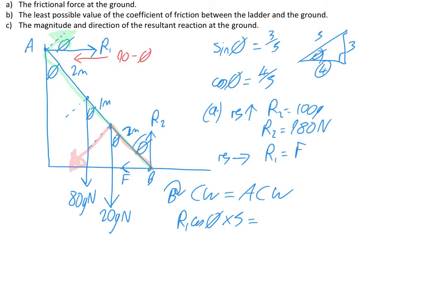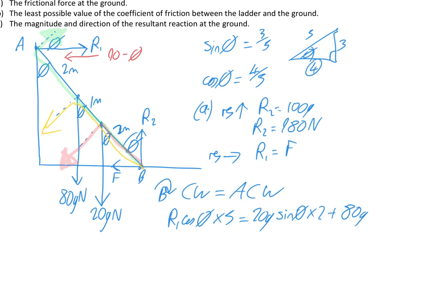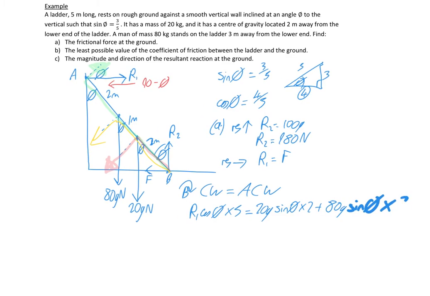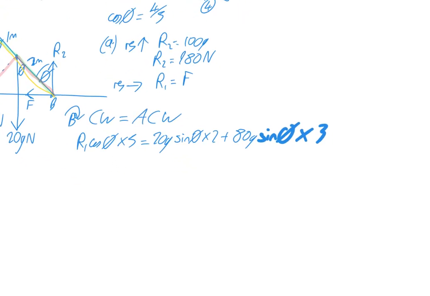I'll do it one at a time here, so bear with me a second. So that would have been 20g sine phi, and that's times 2. And then the other one, I'll do it in this horrible yellow colour. You're going to have this one here. So that is going to be 80g sine phi, and then that's times 3. I don't know why my pen has changed here, but it has. Okay, right.